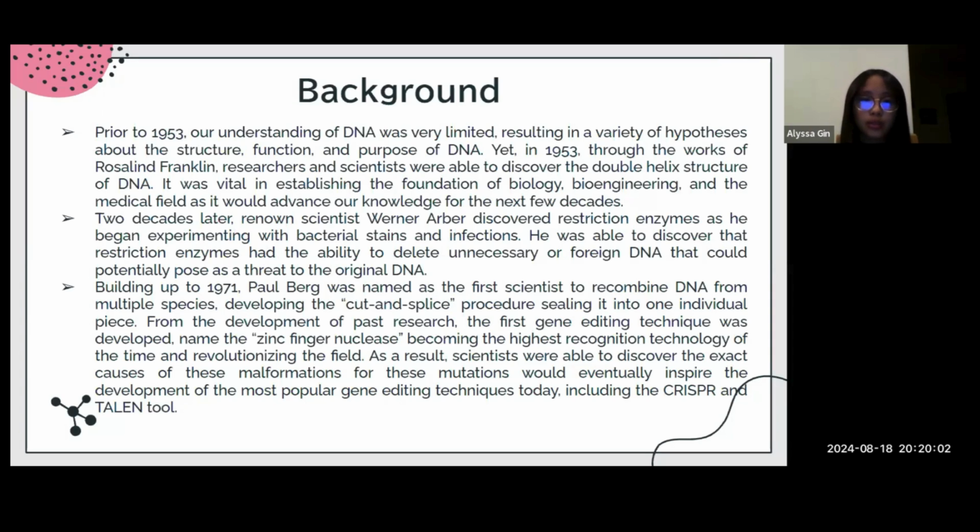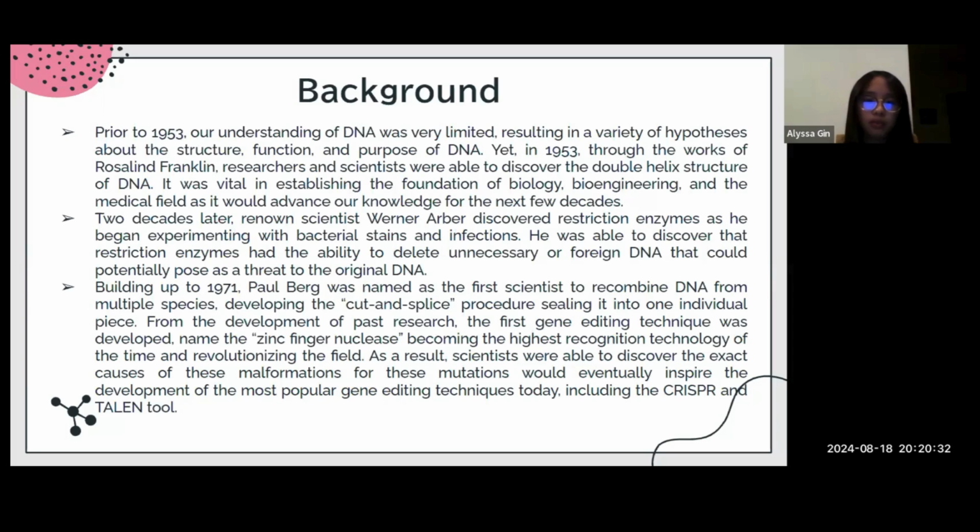Two decades later, renowned scientist Werner Arber discovered restriction enzymes when he was experimenting with bacterial strains and infections, and he discovered that restriction enzymes had the ability to delete unnecessary or foreign DNA that could pose a threat. And then in 1971, Paul Berg was named as the first scientist to recombine DNA from multiple species, developing the cut and splice procedure, sealing it into one individual piece.